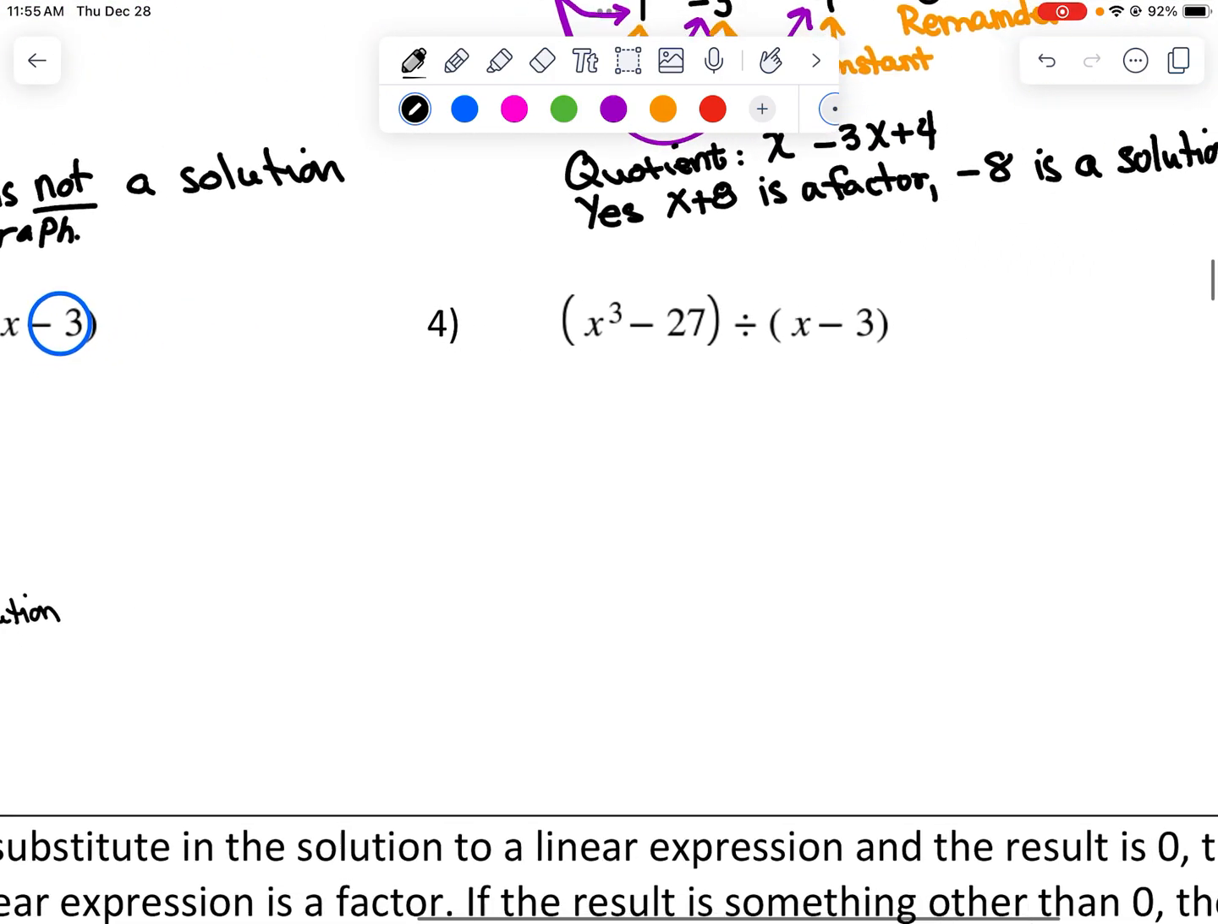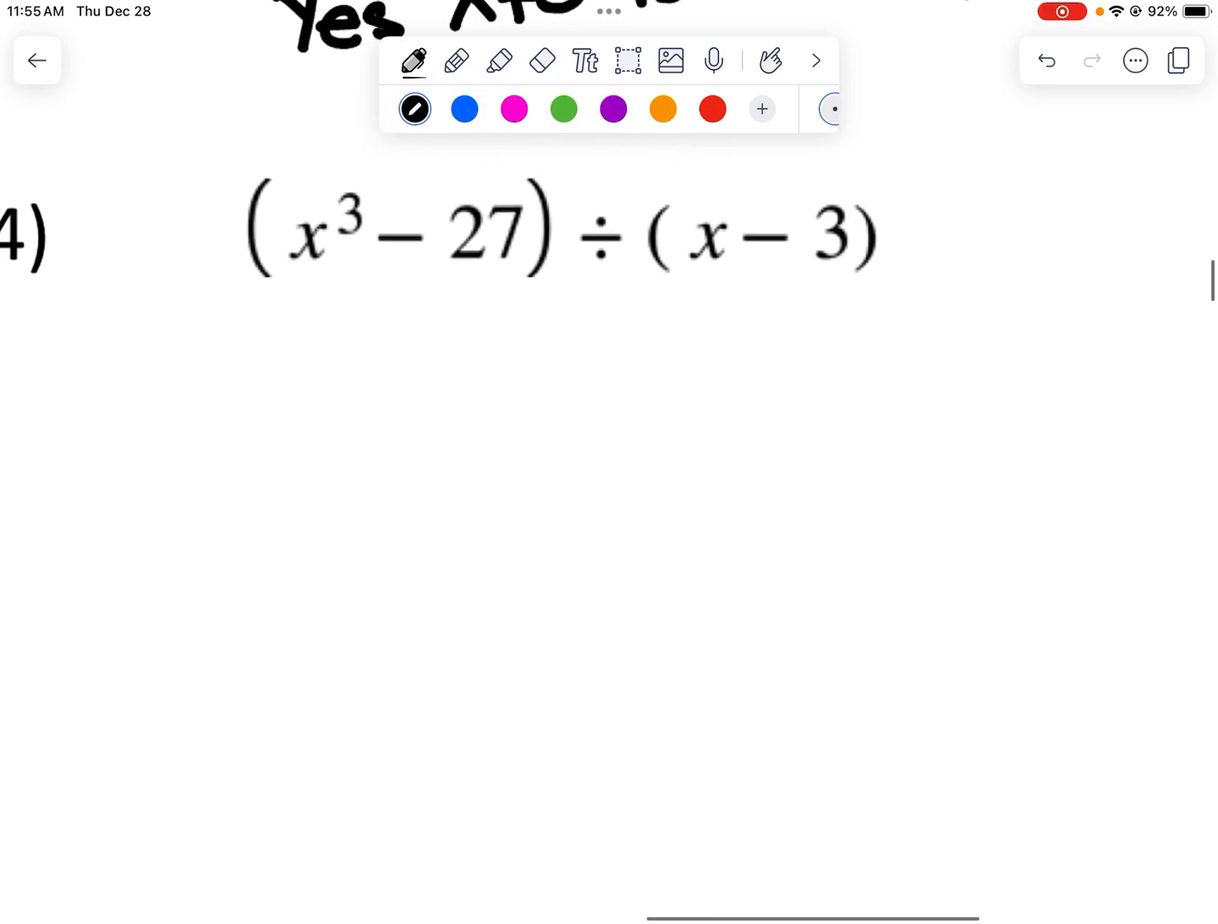Number 4. So the first thing I noticed right off the bat in this dividend, there is a whole bunch of power missing. So if your person needs to see the power before we write it, that would be x to the 3rd power plus no x squareds plus no x's minus 27. Okay? Alrighty.